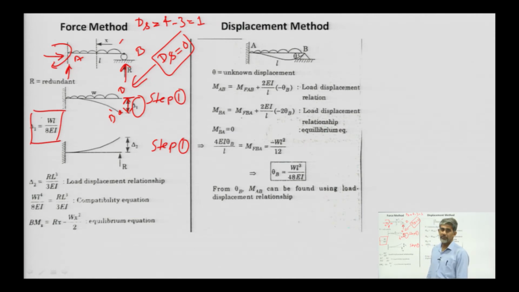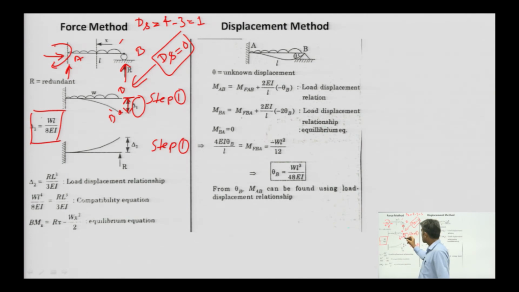These forces are called redundants. So, here R is taken as the redundant. Since the degree of indeterminacy, DS, is 1, we need to remove only one force, and after removing that force, the structure turns into a determinate structure.